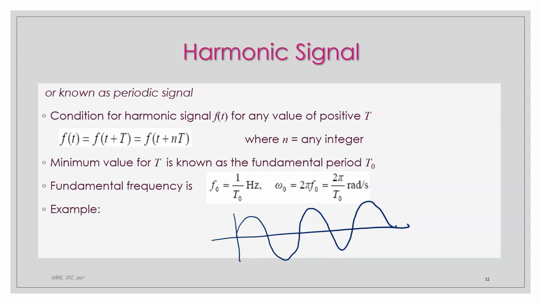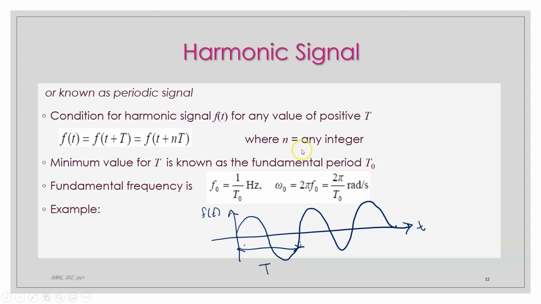T is one duration of a full cycle of the signal, from here until here. This is what we call T. When we represent the signal as f(t), the small t means any time t, and the capital T is the duration of the signal.